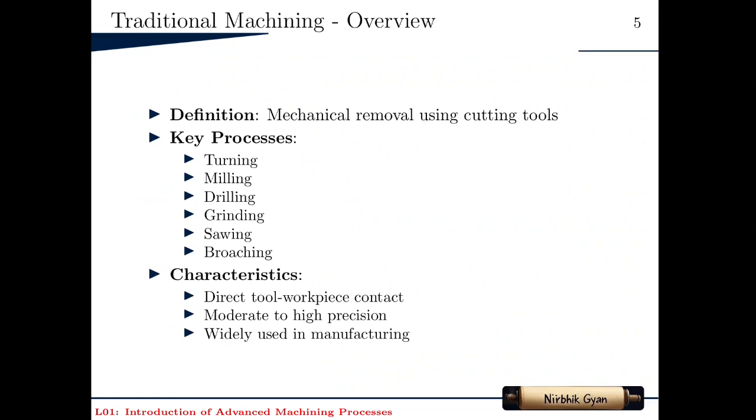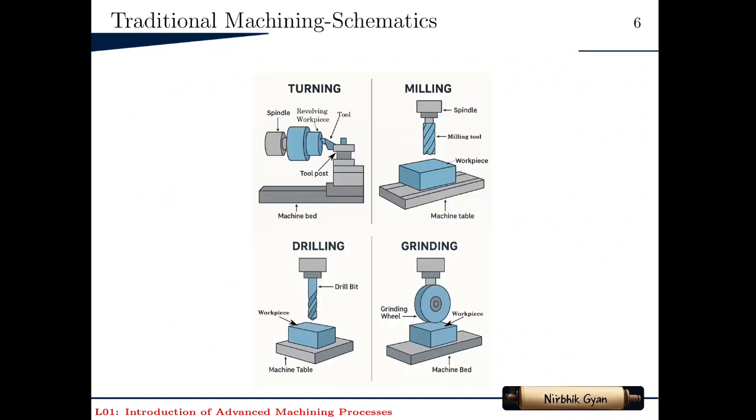Right. So there are some key processes available: turning, milling, drilling, grinding, sawing, brushing. And what are the characteristics? These are direct tool and workpiece contact, moderate to high precision, and widely used in manufacturing because of the cost effective process. Here are some schematics of the turning, milling, drilling, and grinding process.